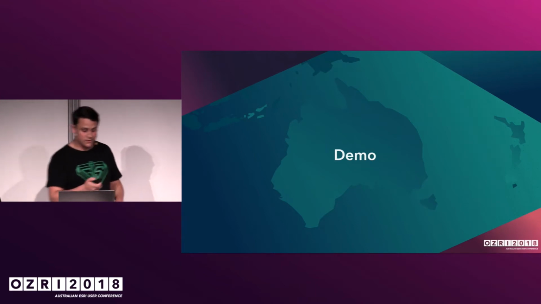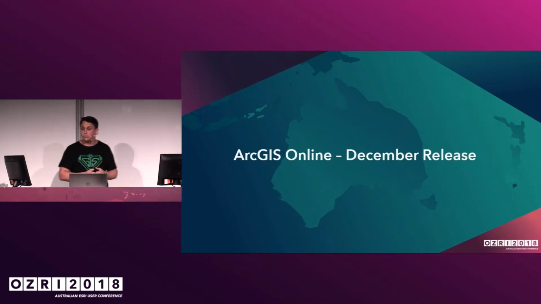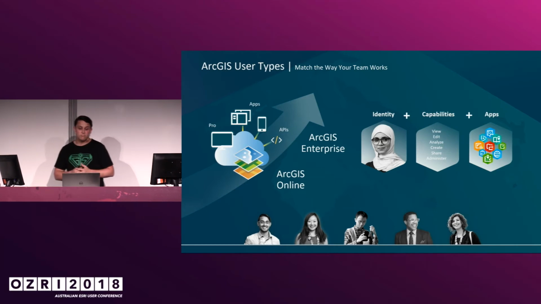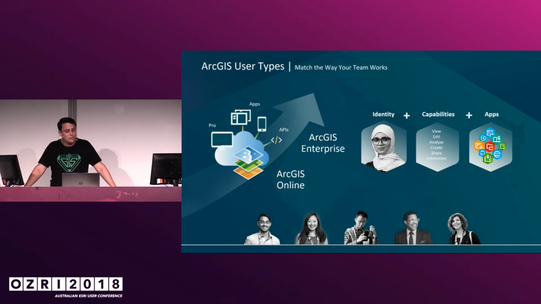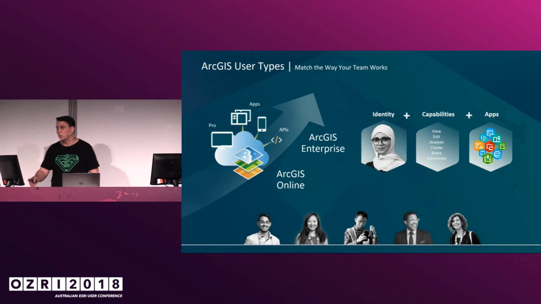Now, I said at the start that I was going to show you a little bit about the future of ArcGIS Online and what the December release is actually bringing. I can let you know that prior to December 2018, ArcGIS Online identity and capabilities were determined by user levels, level 1, level 2, allowing ArcGIS Online members to either view content or have access to all capabilities.